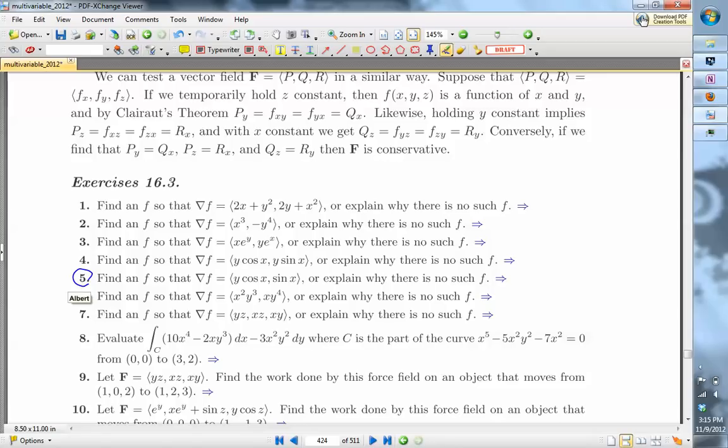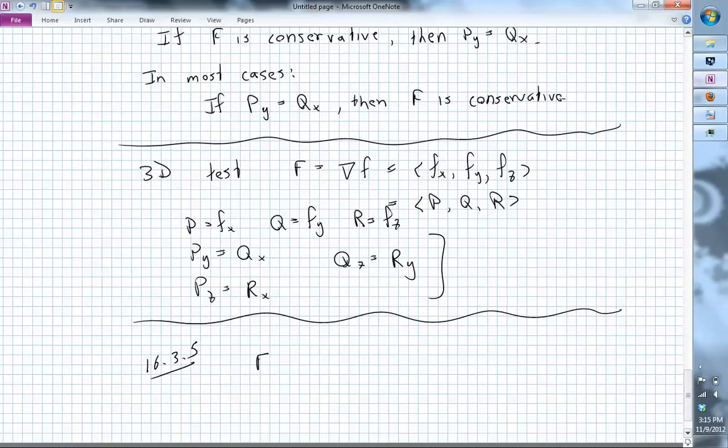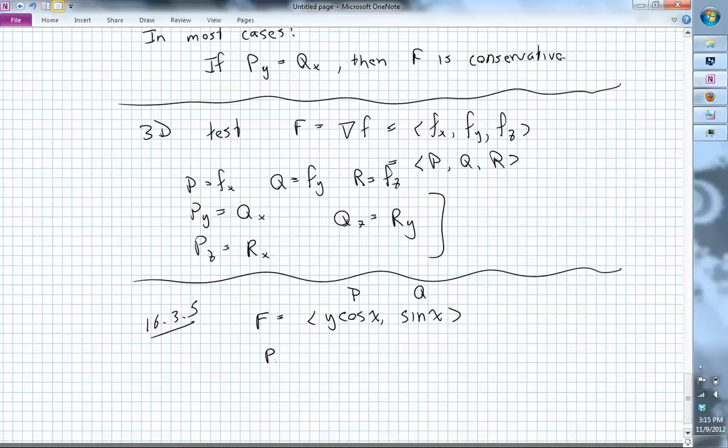All right, let's walk through this. So capital F is y cosine x, sine x. Identify P and Q, and then build Py and Qx. Py, what's Py? Cosine x. And what's Qx? Cosine x. So this is conservative.